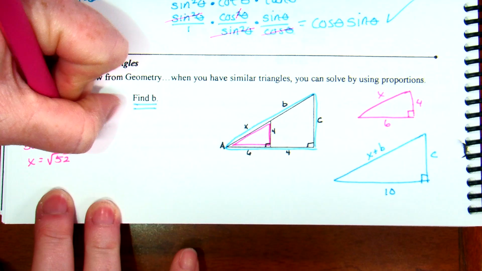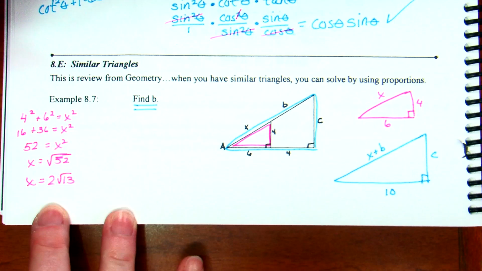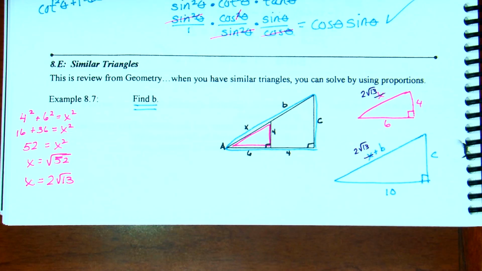What does x simplify to be? Not decimal. I'm not going to go decimal here. What's the perfect square in 52? 4 times 13? So it'd be 2 square root of 13. Okay, so what I know over here is that every place there's an x, that x is really 2 square root of 13.